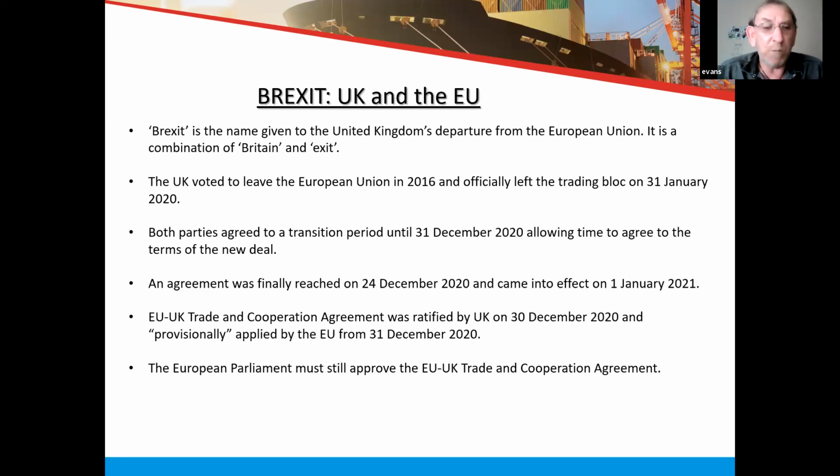The UK felt it was being constrained by the laws and the Commission of the EU, and that's what made them decide to break away. And that was started in the early part of 2014 already.